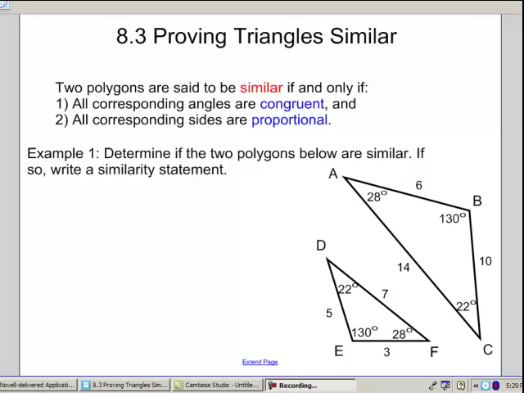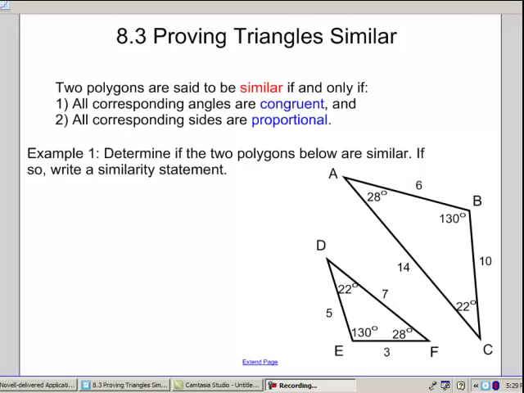This is section 8.3, proving triangles similar. There is a difference between congruence and similarity, and it's that the sides are proportional. In congruence, the sides are congruent. In similarity, the sides are proportional. So two polygons are similar if and only if all corresponding angles are congruent and all corresponding sides are proportional.